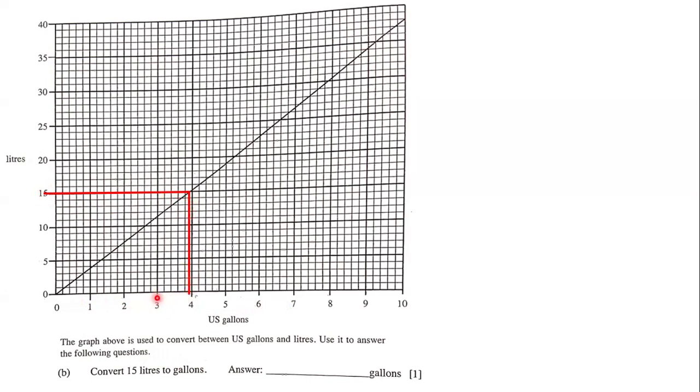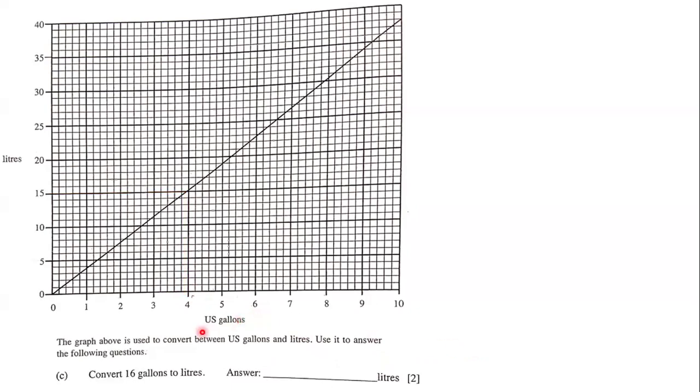Well, this is 3, right? This is 3.2. This is 3.4. This is 3.6. This is 3.8. And this is 4. And so this red line would be 3.9. And so our answer here is going to be 3.9. So 15 liters is going to be 3.9 gallons based off this graph.